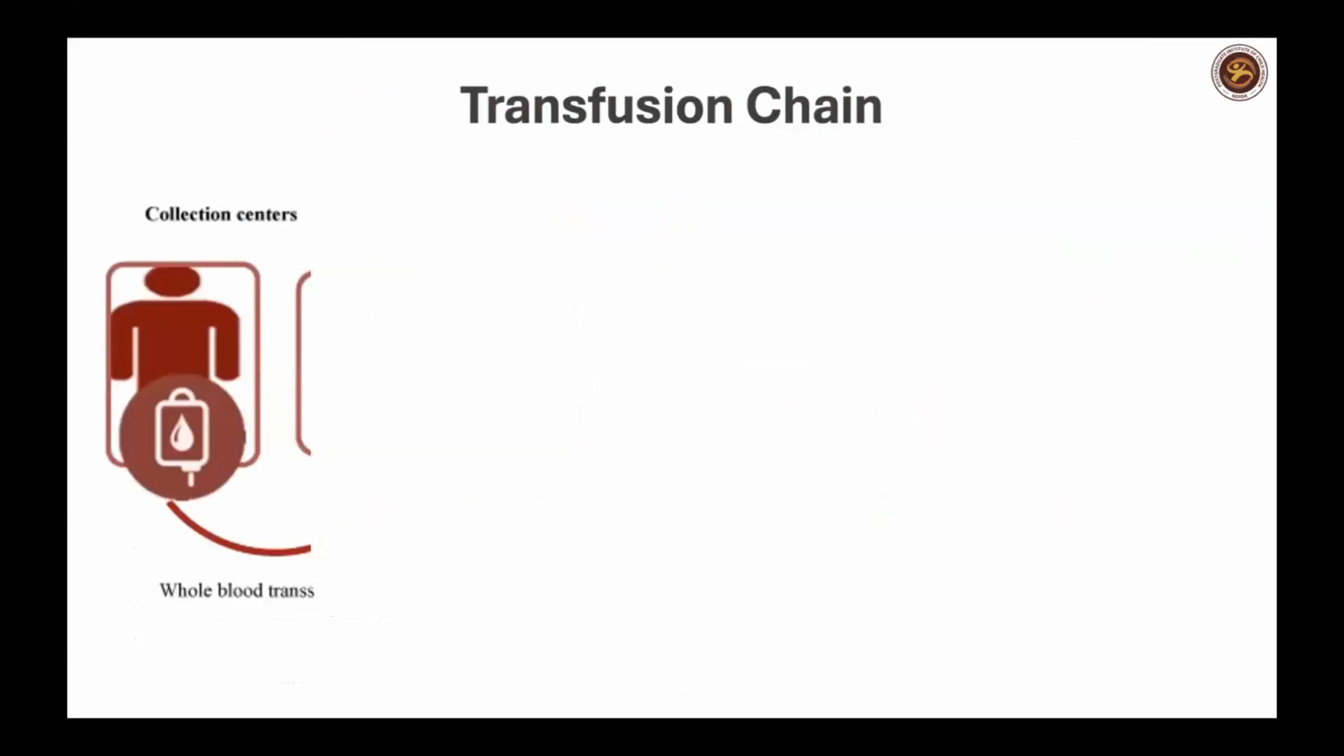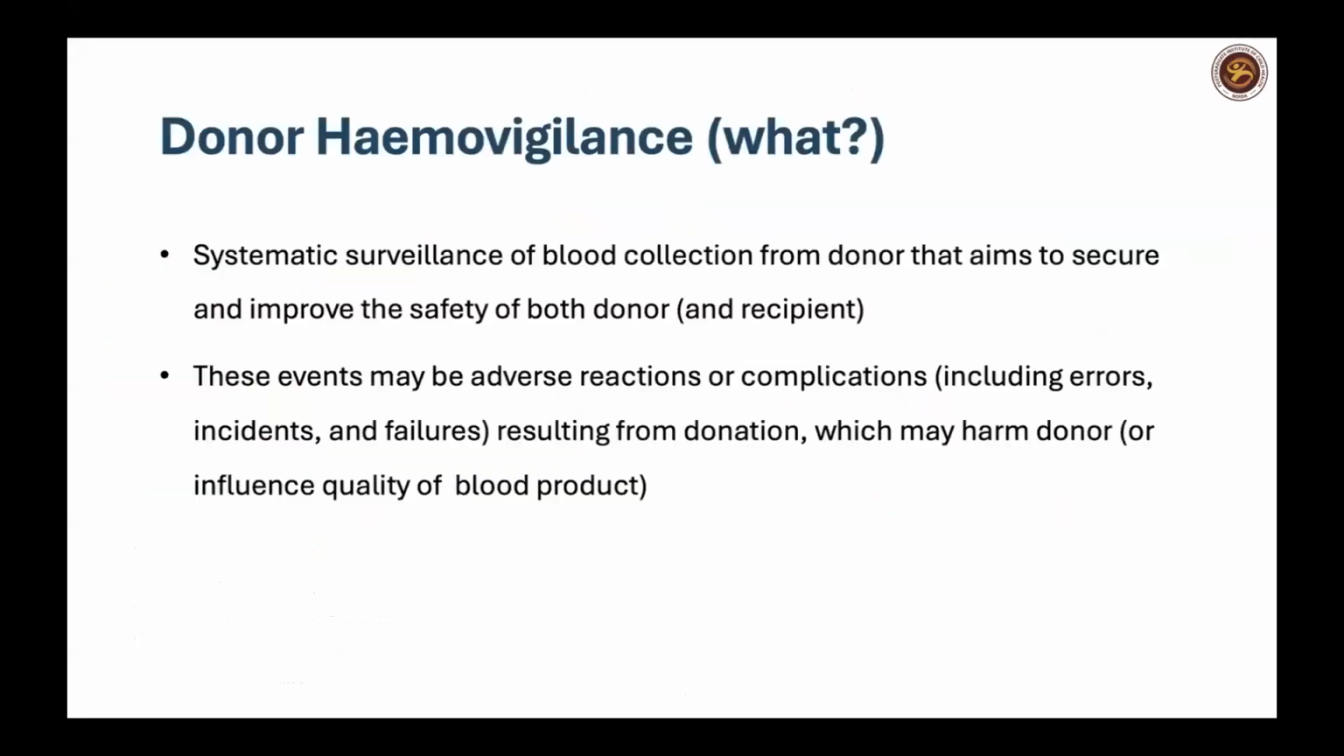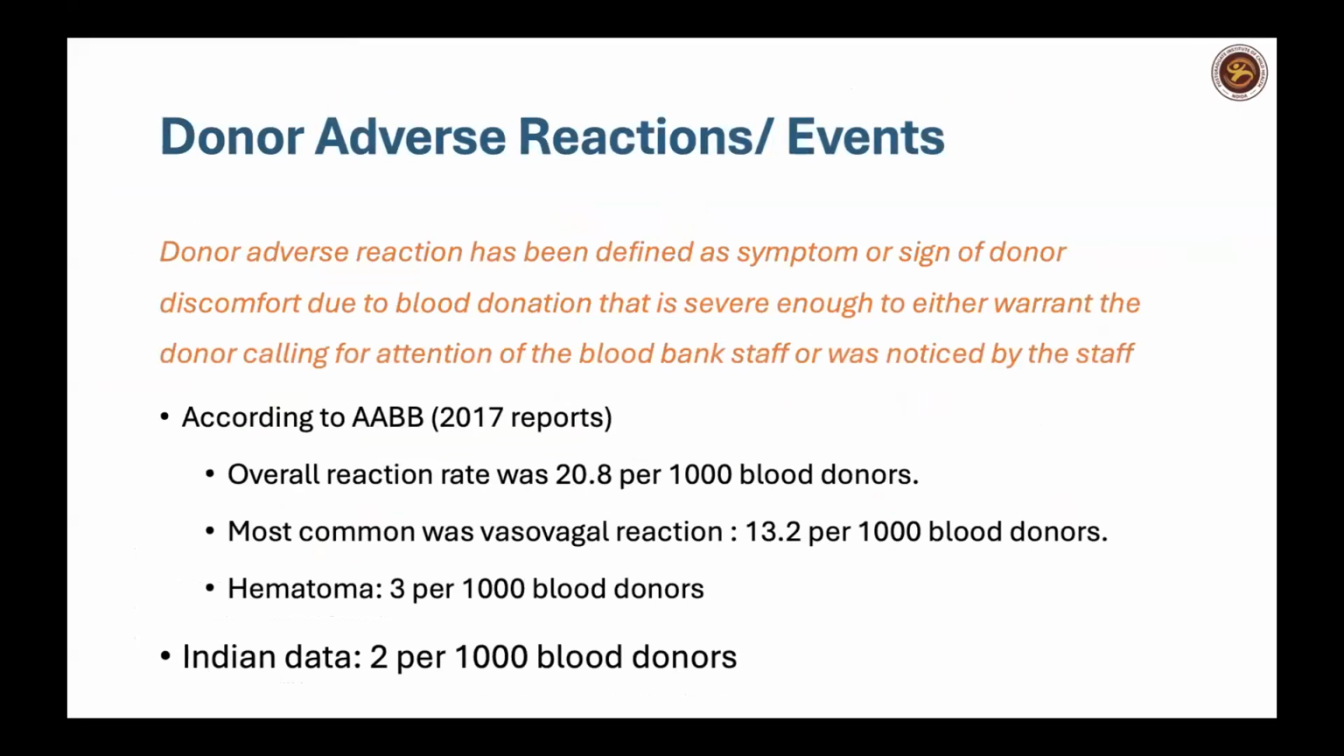Coming to the next part, which is the donor. That is called donor hemovigilance, or the safety of donors in our transfusion scene. This is basically systematic surveillance of blood collected from donors and aims to secure and improve donor safety. It is reported by AABB to be at 20.8, that is 20 per 1,000 donors donating in the US, with the most common being vasovagal, followed by hematoma. As per the Indian National Hemovigilance Program data, we are reporting very low, at around 2 per 1,000 blood donors reporting to the national data, and I'll be touching on that point at the end of my slides today.